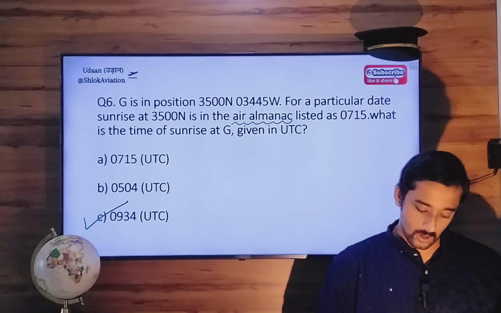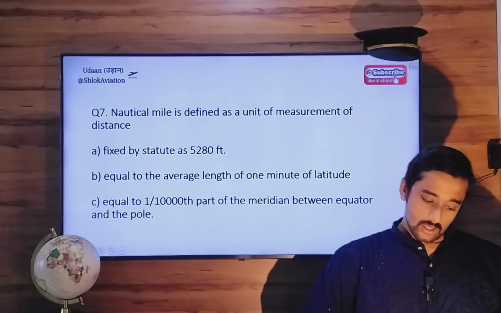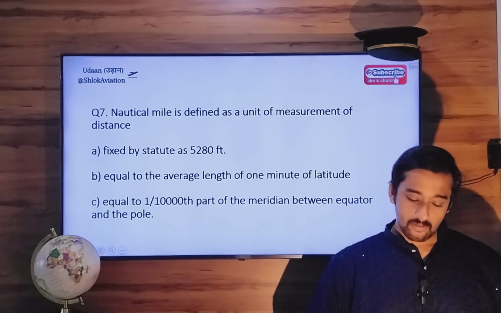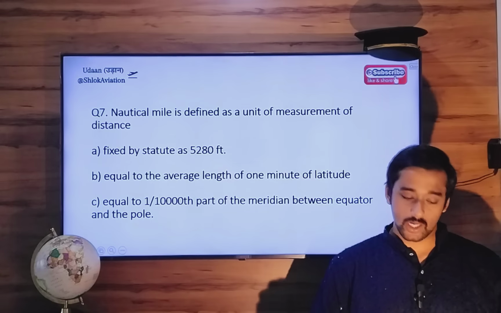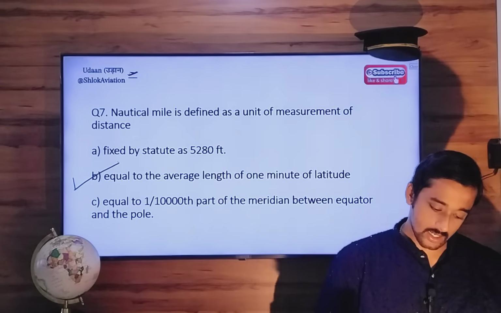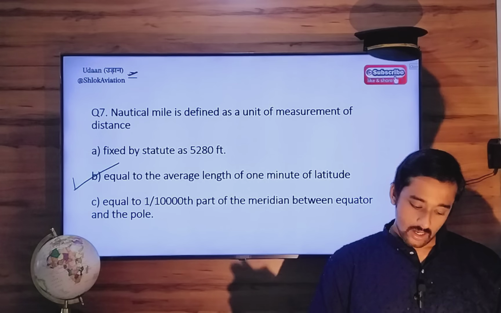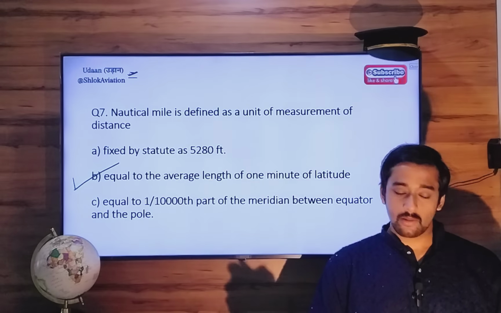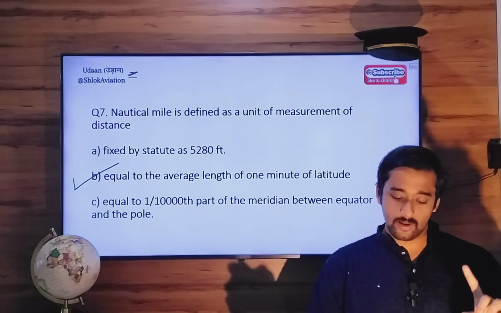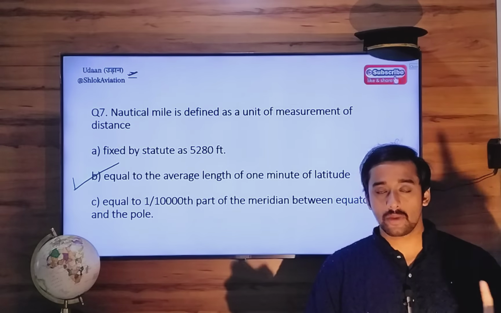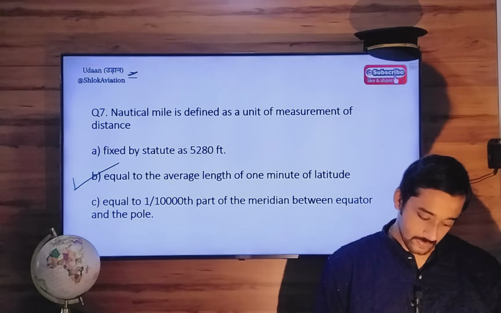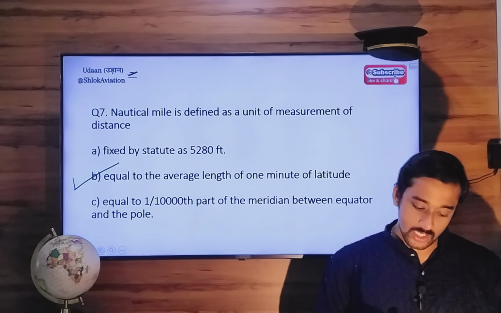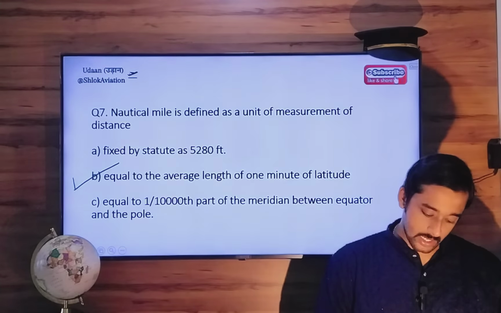9 hours 34 minutes. A nautical mile is defined as a unit of measurement of distance equal to the average length of 1 minute of latitude. The correct answer is option Bravo. The definition of a nautical mile is the average length of 1 minute of latitude. 1 minute of latitude equals 1 nautical mile. Option C is the definition for 1 kilometer.